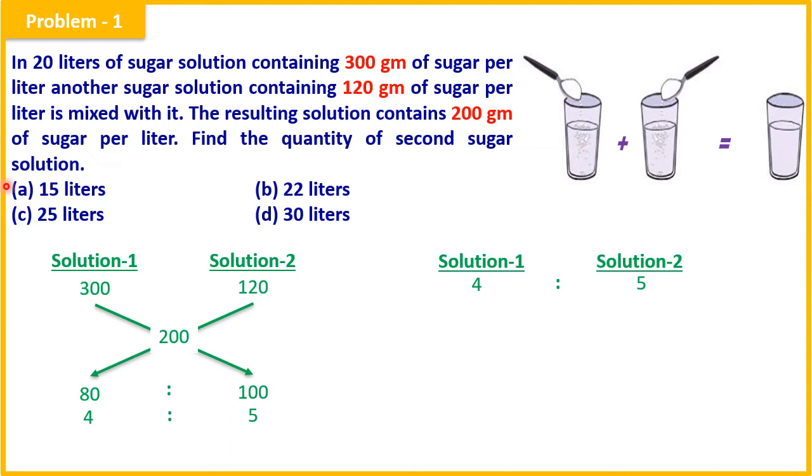Now it is said that solution 1 is 20 liters, and the question is to find the quantity of the second sugar solution. So if 4 parts correspond to 20 liters here, 5 parts will correspond to how many liters? That is the question. 4 parts correspond to 20 liters, it means 1 part will correspond to 5 liters. So 5 parts will correspond to 25 liters. This is the answer. Option C.